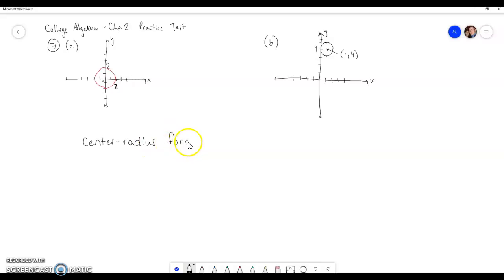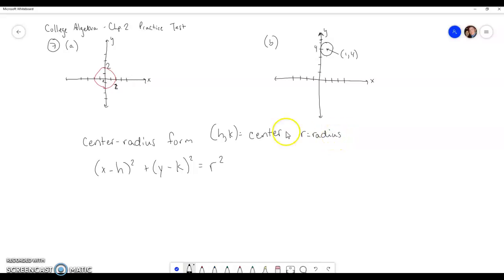So center radius form is (x minus h) squared plus (y minus k) squared is equal to r squared, where (h, k) is equal to the center, that's your center point, and r equals the radius.